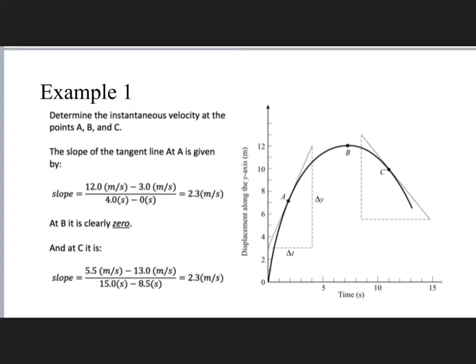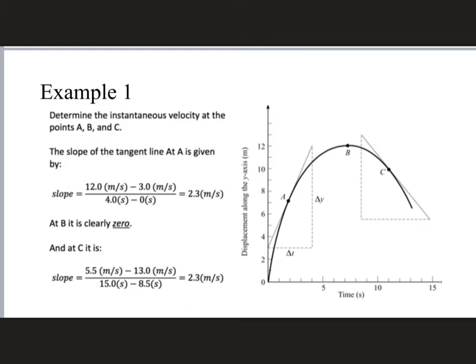If that's what this curve represented, we could figure out the instantaneous velocity at point A and point C by simply figuring out the slope of these tangent lines. So the tangent lines have been drawn in here, and here I have my delta y, and I can read this off the graph as 12, and this is 3, so my delta y would be 12 minus 3. If I look at the slope for point A, I've got 12 minus 3. The time interval is from 4 to 0, so my delta t is 4 seconds. I plug in my delta y over my delta t. I get 2.3 meters per second.